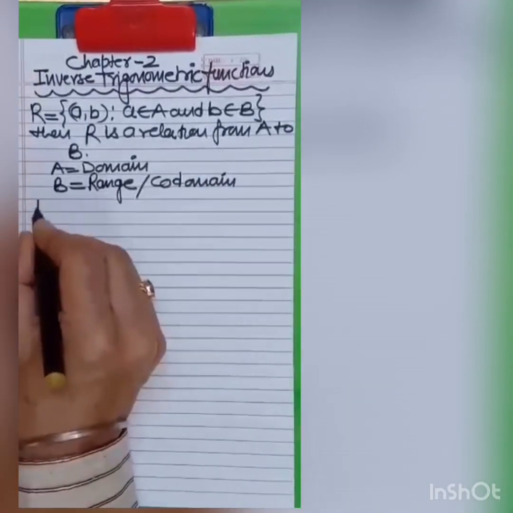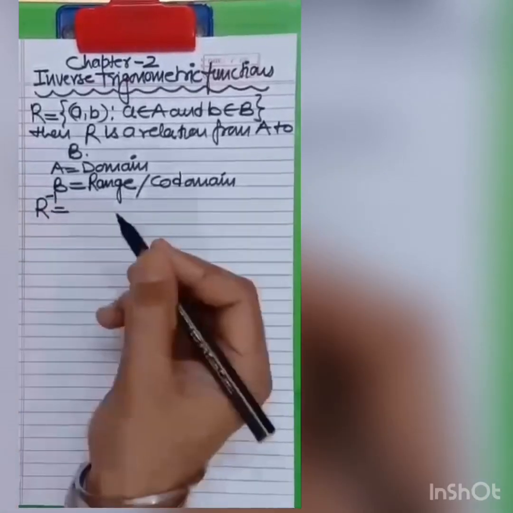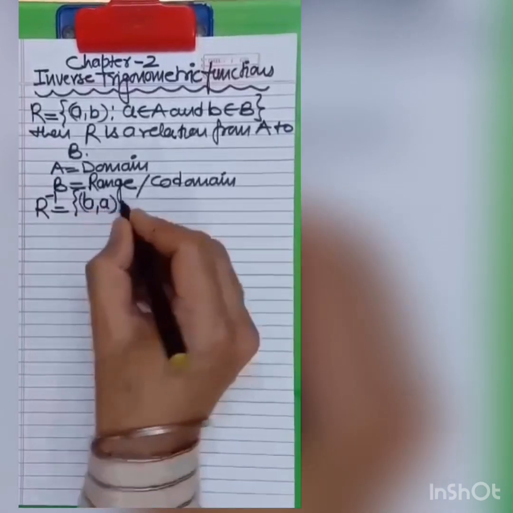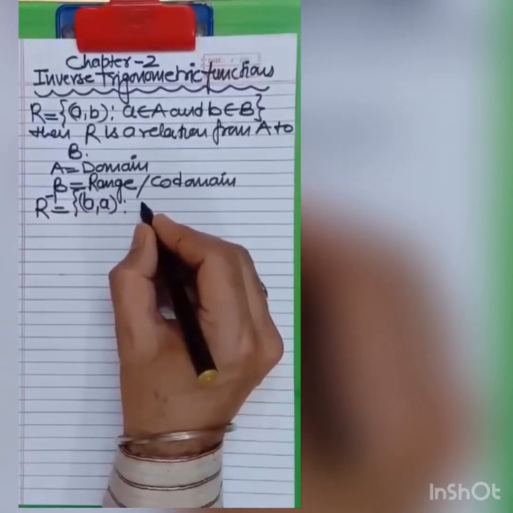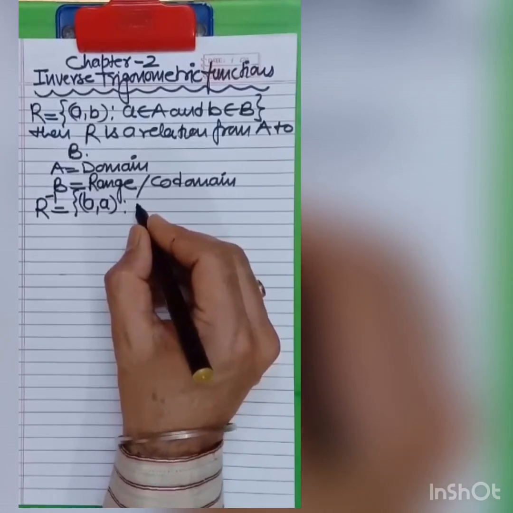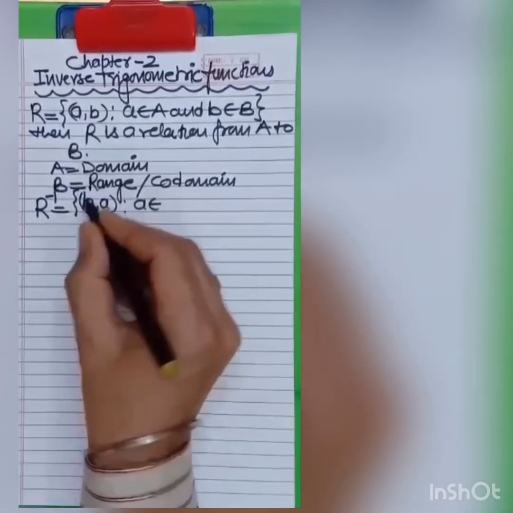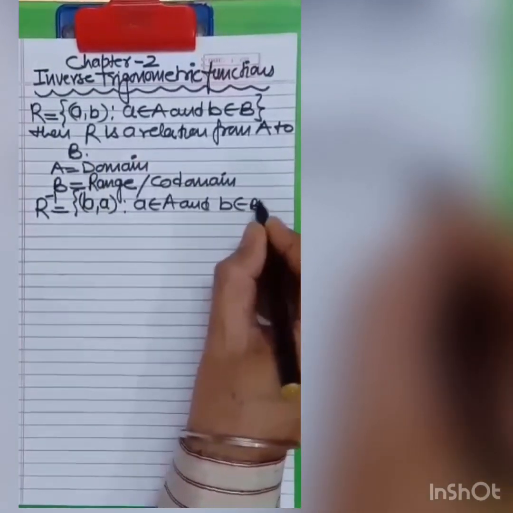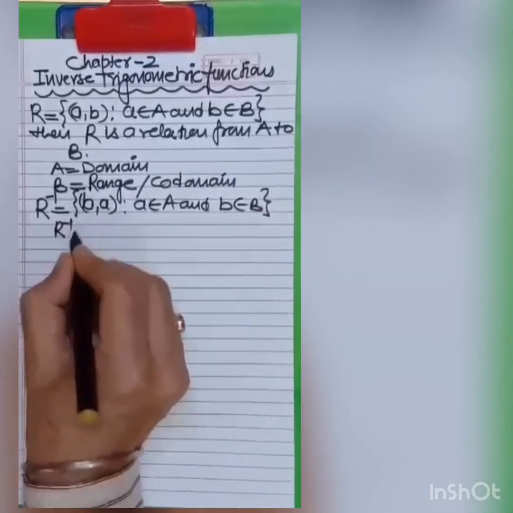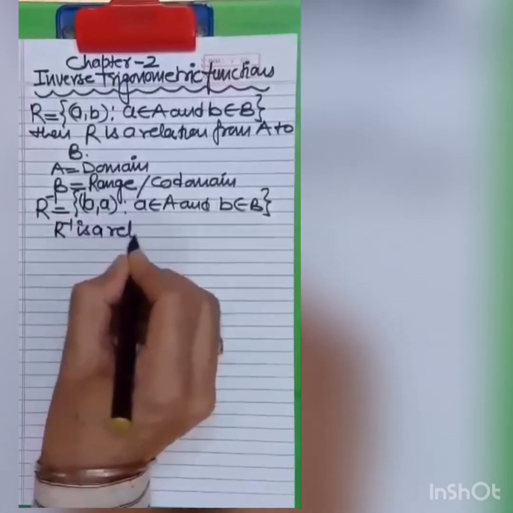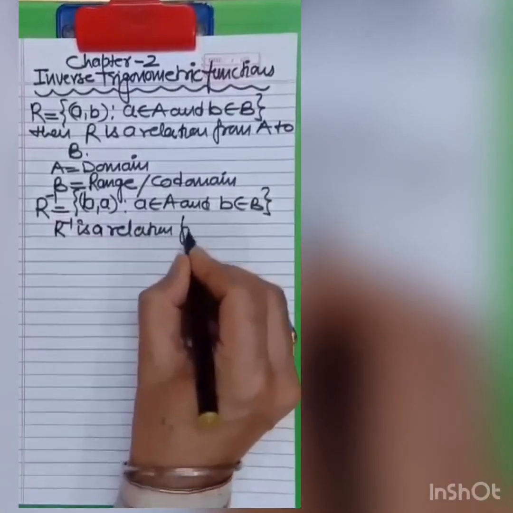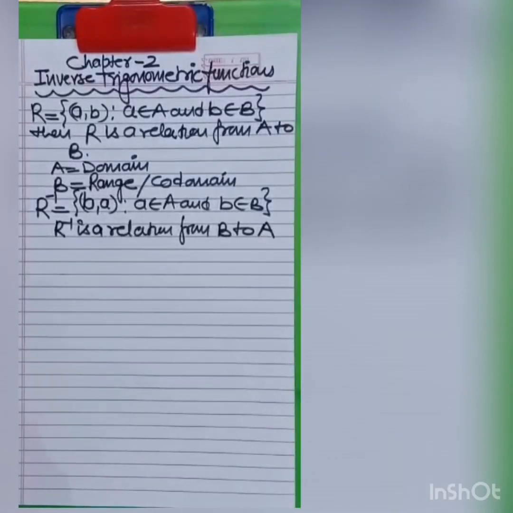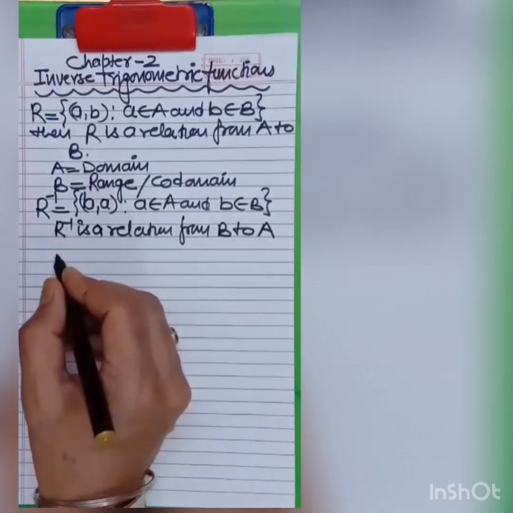Now we have also studied about the inverse of a relation. What is inverse? Inverse is nothing but we change the ordered pair: the elements are interchanged. Your (a, b) ordered pair becomes (b, a). Now this relation goes from B to A. R inverse is a relation from B to A. This is called the inverse of a relation.